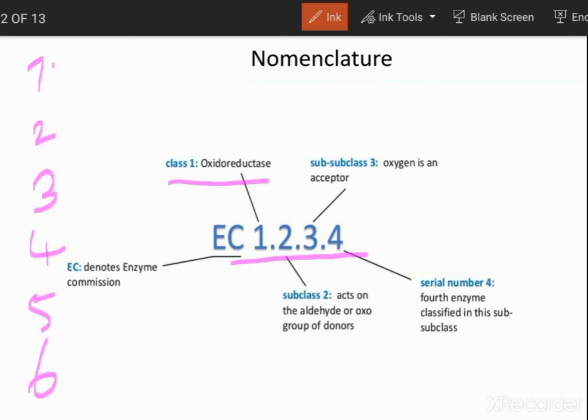So this we are going to discuss in the next lecture, lecture number 32, where we will be discussing classification of enzymes. The first class of enzymes are oxidoreductases. So 1 stands for oxidoreductases. 2 stands for the subclass, acts on the aldehyde or other group of donors. 3 is the subclass, oxygen is an acceptor, and 4 is the serial number, the 4th enzyme classified in this particular subclass. So this is how enzymes are being named.